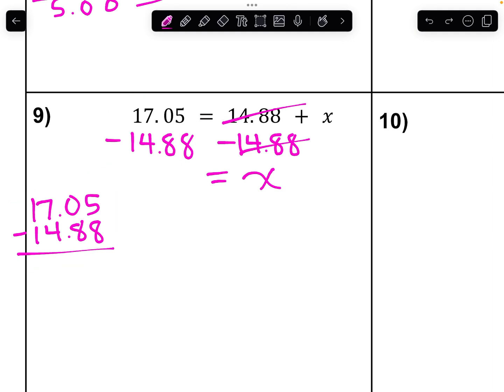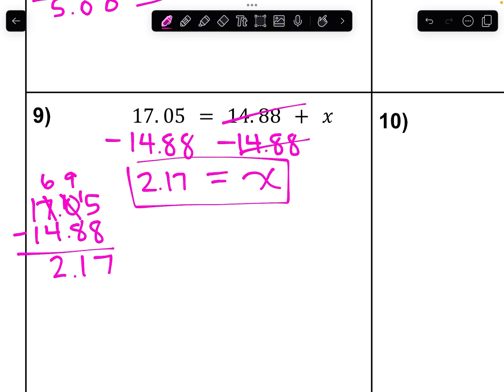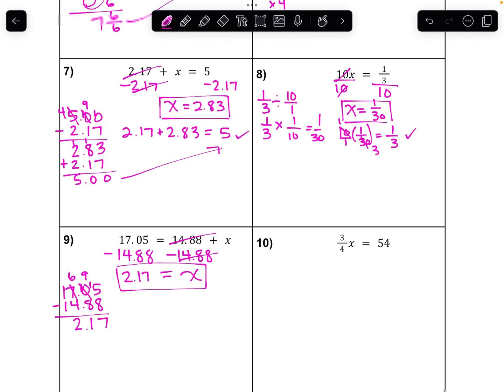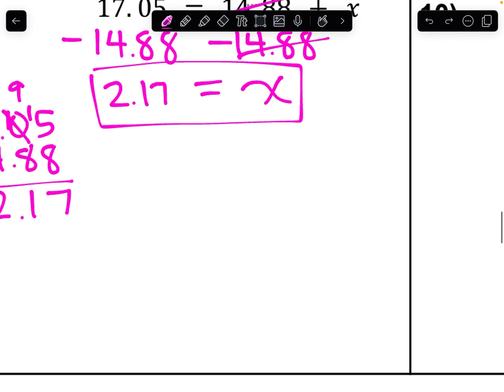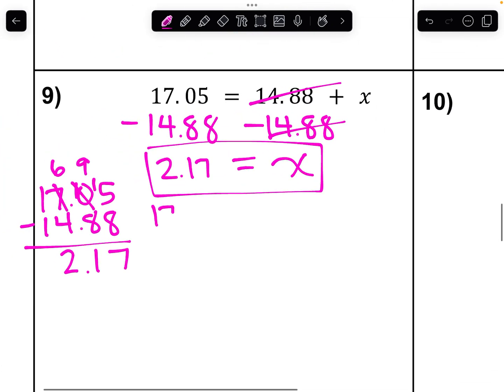We're going to borrow because I can't take 8 away from 5. 7 becomes a 6, this becomes a 10. 10 becomes a 9, this becomes a 15. 15 take away 8 is 7, 9 take away 8 is 1, this is a 2. Our answer is 2.17. No, I did not try to make it the same thing as we had up here. Weird. Crazy. So we're going to do our check now.